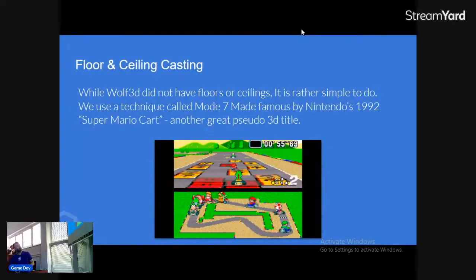Okay, this is the part I like the most. Floor casting and ceiling casting. Wolfenstein did not have floor casting. It was too costly for them to do at the time with the hardware they had. But there was another platform, the Super Nintendo back then, which had dedicated hardware for this, and it did this really, really well. Now, in subsequent games like Doom, they did use floor and ceiling casting, so we can talk about this. It's a neat little thing.